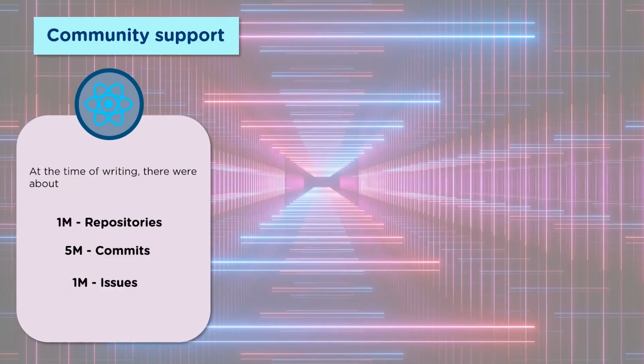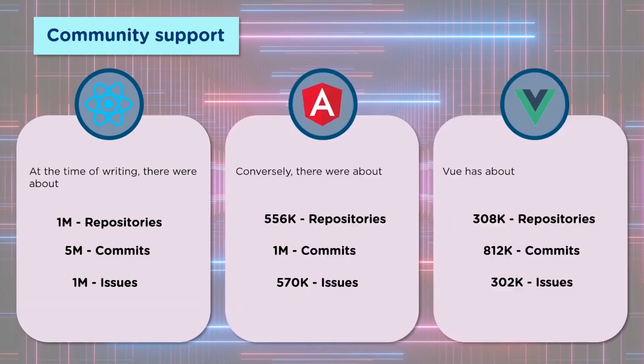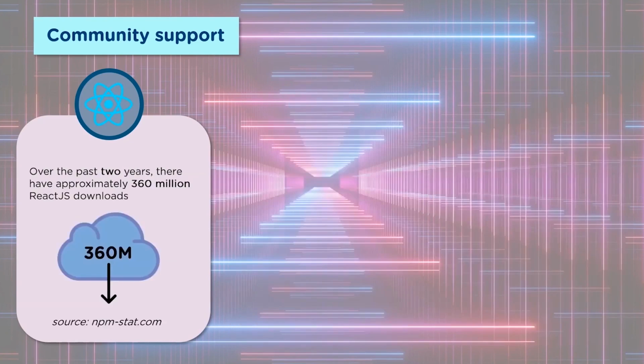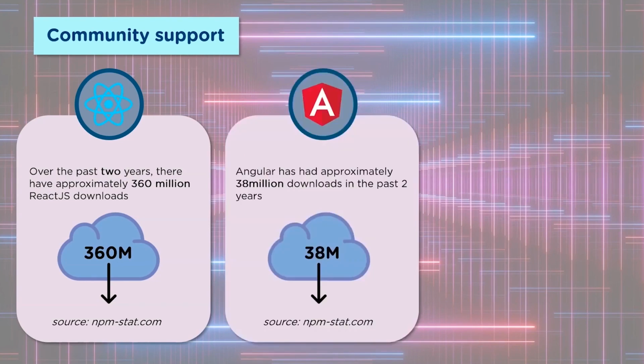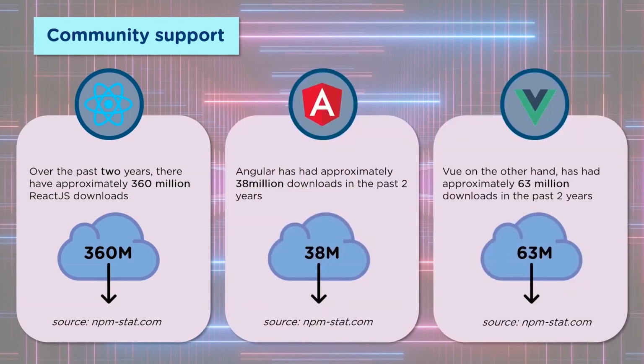At the time of writing, there were about 1 million repositories, 5 million commits and 1 million issues with respect to React. Here are the figures for Angular and here are the figures for Vue. According to NPM Stat, over the past 2 years, there have been approximately 360 million React.js downloads. There have been around 38 million downloads for Angular and around 63 million downloads for Vue.